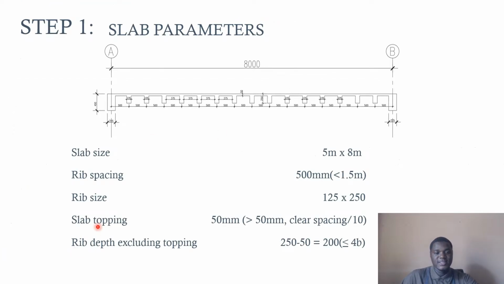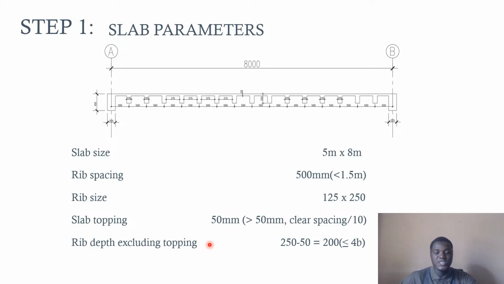Lastly, the slab topping, as I've mentioned, according to the code, should be between 50 mm and the clear spacing divided by 10. The clear spacing here is the spacing between your ribs. Based on the dimension we have here, the clear spacing is 375. So whichever is greater between 50 mm and 375 over 10. 50 mm is greater, so that is the minimum topping. Because we have a topping of 50 mm, it satisfies the minimum requirement.